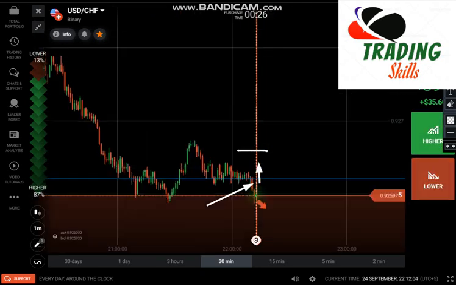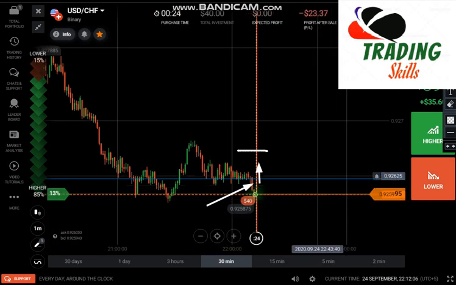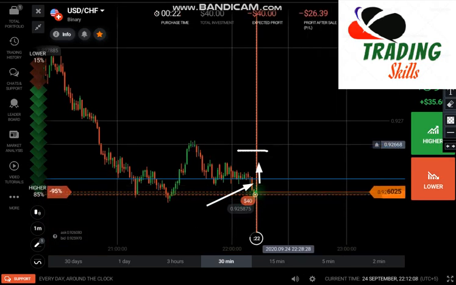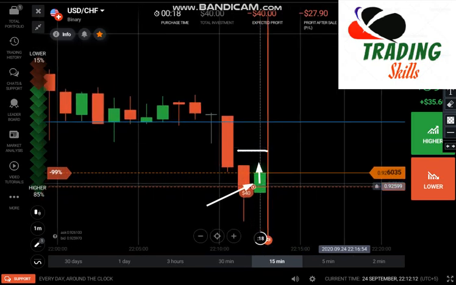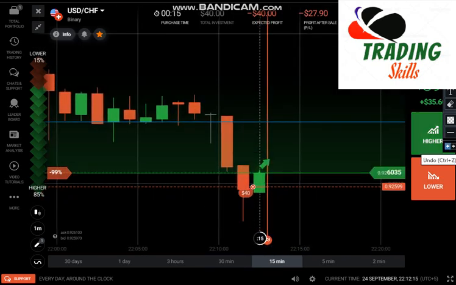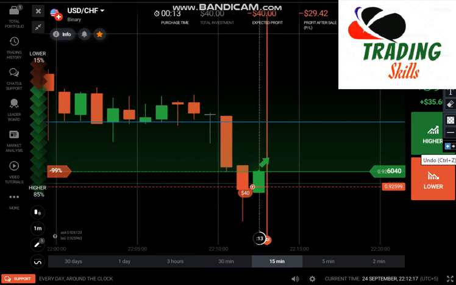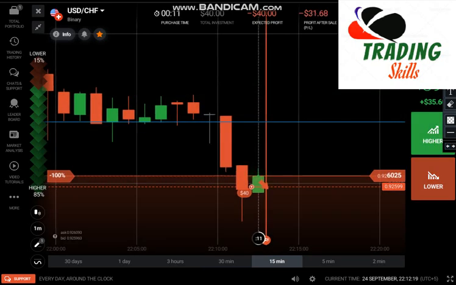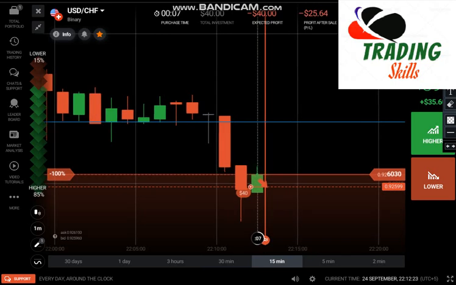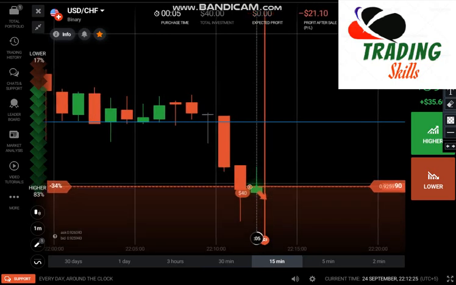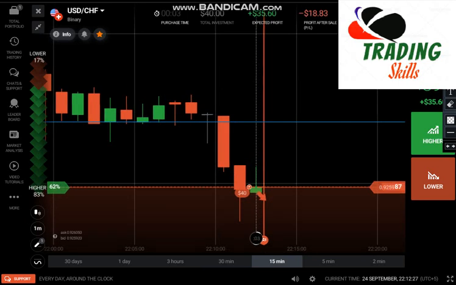So again I can go with sellers from this point. The candle will definitely come down and it will close as a bearish for sure. Let's see what happens.